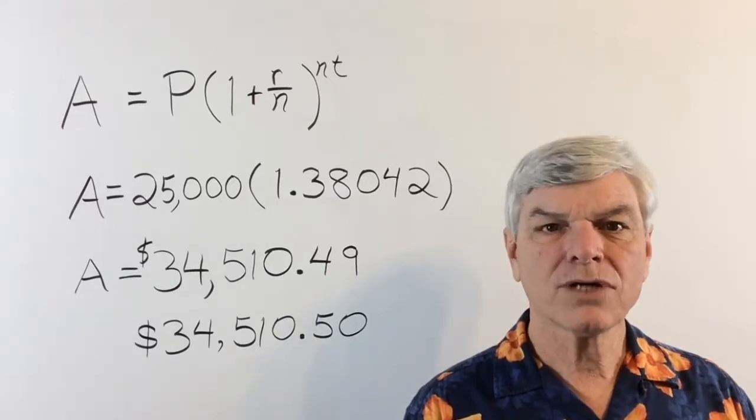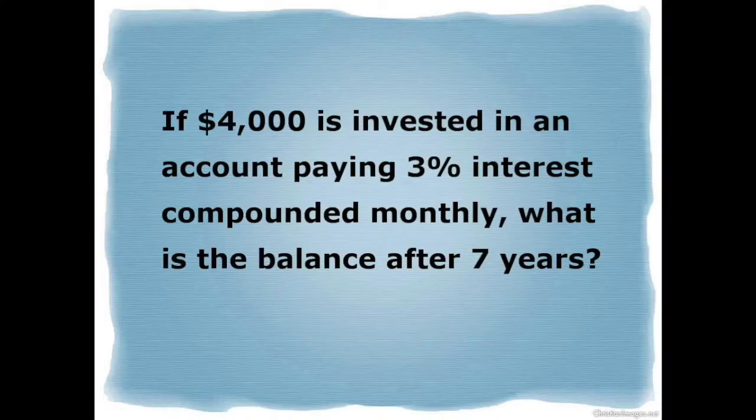So let's try another problem. If $4,000 is invested in an account paying 3% interest compounded monthly, again, they're not telling us the number of times a year we're going to compound. They're giving us a word like quarterly and monthly. So what does monthly mean? That's right, it means 12 times a year. So n is going to equal 12. What is the balance after 7 years?